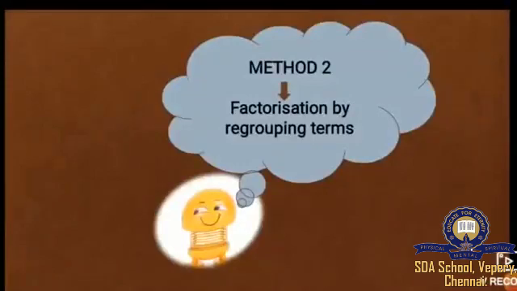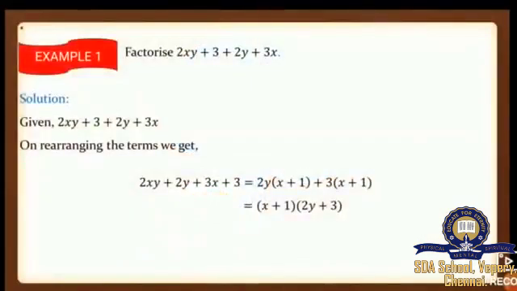So now method 2 is factorization by regrouping terms. Let us see the problems based on this method. The first question is: factorize 2xy plus 3 plus 2y plus 3x. First, you need to check if there is any common factor among all the terms. If there is no common factor, then think of grouping it.